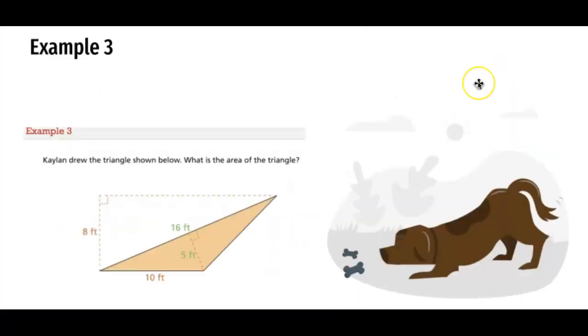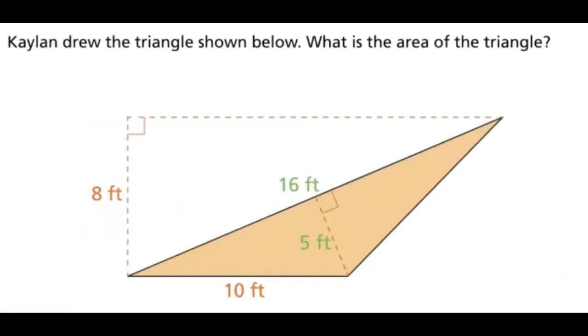Alright? Here's another one. Killen drew a triangle shown below. What is the area of this triangle? Just by looking at it, you could solve it in 2 ways. Alright, but let's look at the lesson that was given to us in Envision, and we'll take it from there. Let's look again at this example. So Killen drew a triangle shown below, right? So what is the area of a triangle?